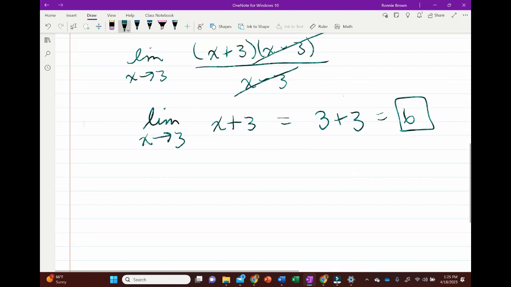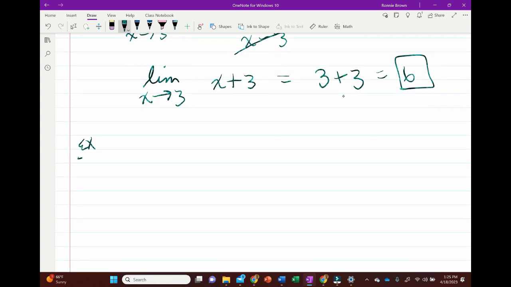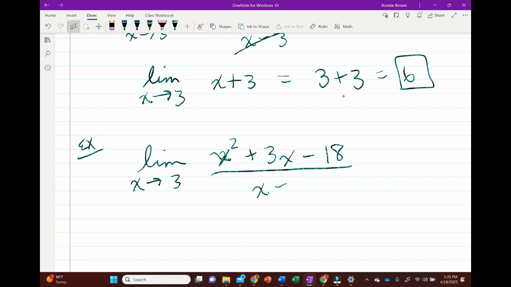Okay, so if we were to try another one, let's say our second example has something almost similar. The limit as x approaches 3 of x squared plus 3x minus 18 all over x minus 3. So again, it's x squared plus 3x minus 18 all divided by x minus 3.